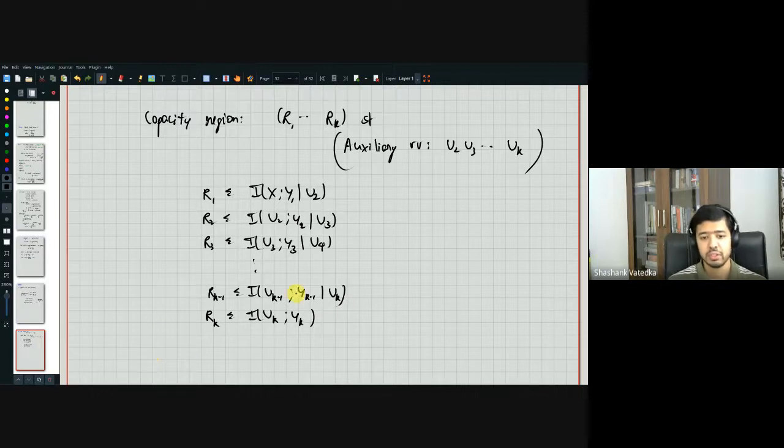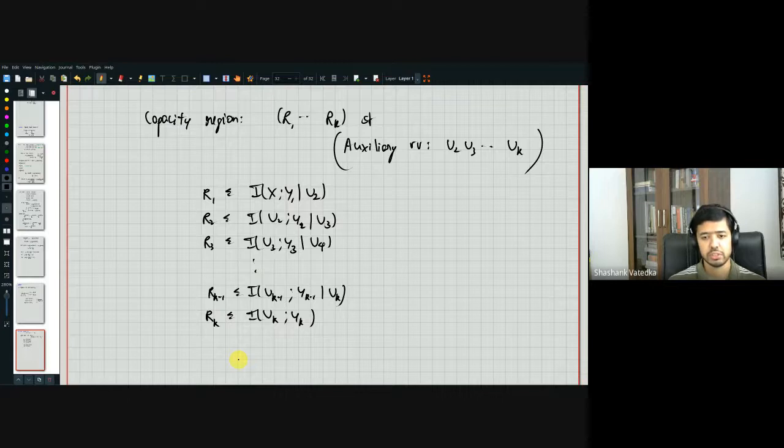So in some sense, user K, who sees the worst channel, is only able to decode UK, is only able to decode his message, MK. The K minus 1th user can decode both message MK and message MK minus 1. The K minus 2nd user is able to decode his own message as well as the K minus 1th message as well as the Kth message, and so on. So user 1 is able to decode all the messages, his own message and user 2's message, user 3's message, and so on, all users' messages.